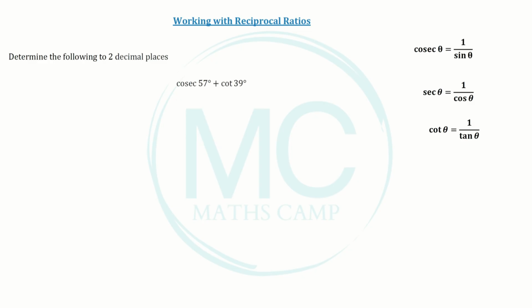Let's do another one. Cosec 57 degrees plus cot 39 degrees. Both of these are reciprocal ratios, so we need to turn them back into the original ratios before we can solve. So let's put in our equal sign. Cosec is the reciprocal of sine, so we get 1 over sine 57 degrees, plus cot is the reciprocal of tan, so instead of cot 39 degrees, we're going to say 1 over tan 39 degrees.